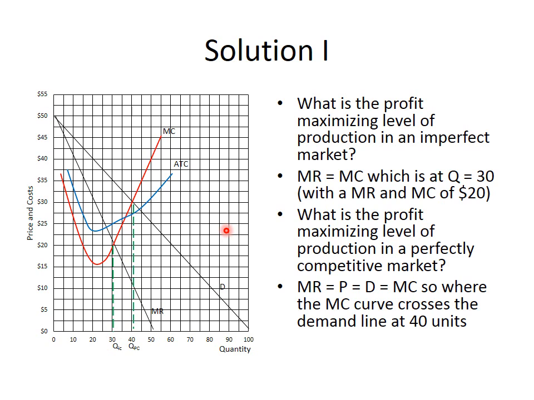For the perfectly competitive market, rather, demand and marginal revenue are the same thing. So we set marginal cost equals marginal revenue, which is the same thing as saying marginal cost equals demand, which means their profit maximizing level of production, where marginal cost equals marginal revenue equals demand, is 40 units.